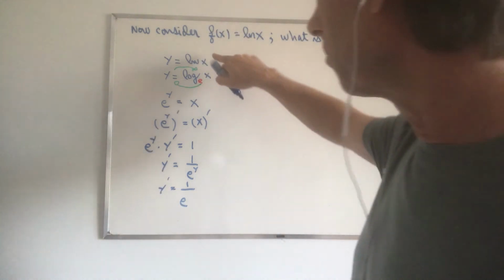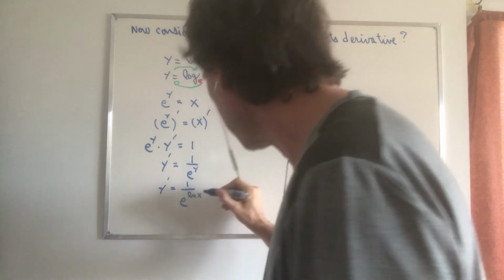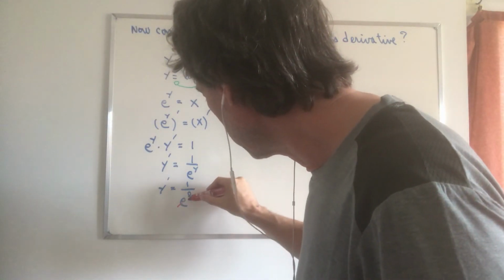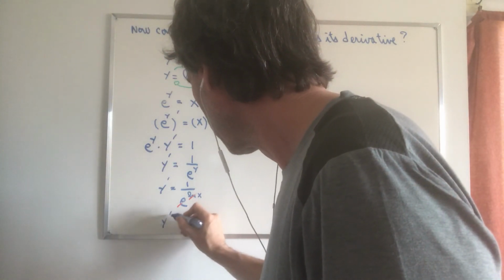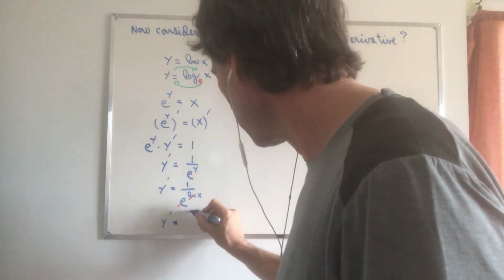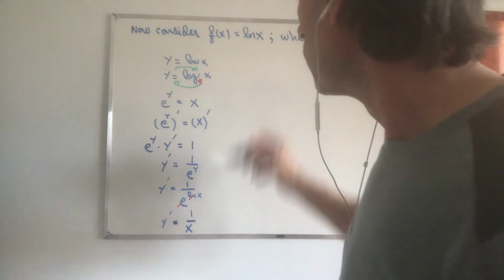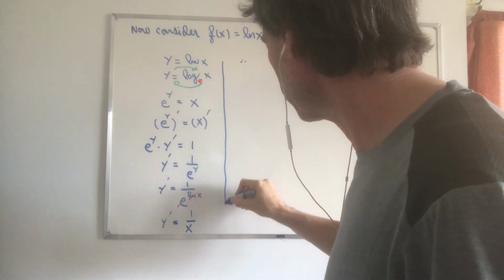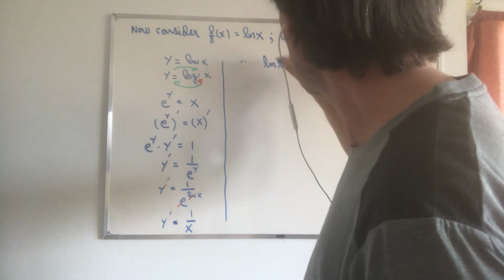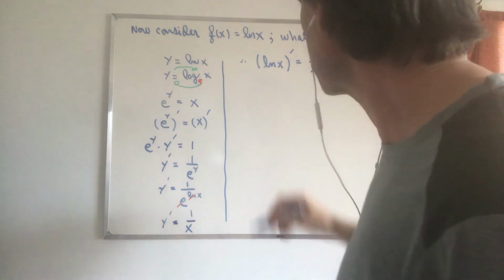What is y from the very beginning? y is ln x. Now here's the thing. When you have e and ln x like this, basically they are inverse functions of one another. So in y prime, these are gone. All you have left is 1 over x. So, the conclusion of this little demonstration is that the derivative of ln x is equal to 1 over x.